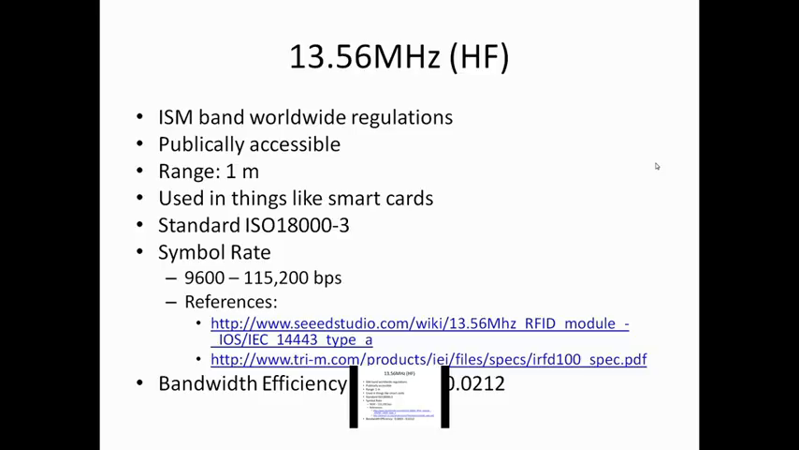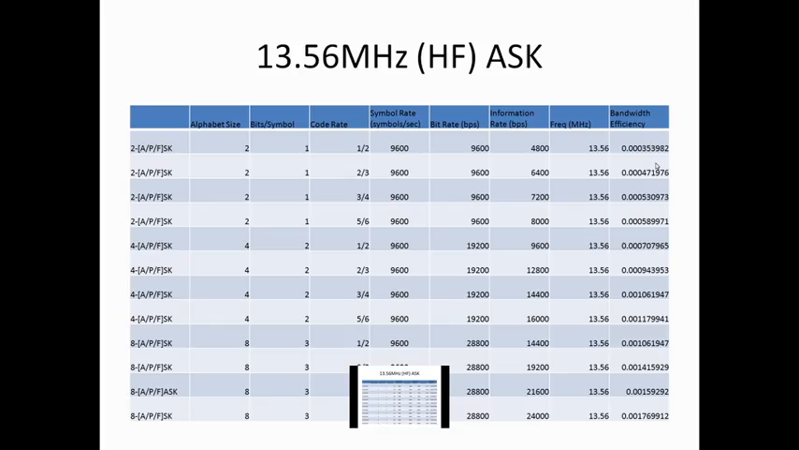And it's outlined in the standard ISO 18000-3. Its symbol rate ranges anywhere from 9,600 bits per second to 115,200 bits per second. And here's a reference, a couple references actually, that talk about that. And using the calculations that we previously talked about, I found that the bandwidth efficiency that's most commonly found here ranges somewhere between 0.0003 and 0.0212.